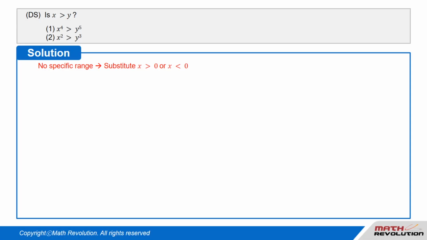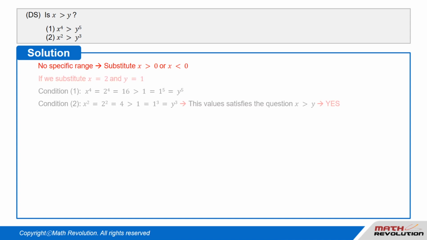Solution. In this question, there is no specific range of x, so substitute x is greater than 0 or x is less than 0. If we substitute x equals 2 and y equals 1, we get x to the power of 4 equals 2 to the power of 4 equals 16 is greater than 1, which equals 1 to the 5th power equals y to the 5th power for condition 1, and x squared equals 2 squared equals 4 is greater than 1 equals 1 cubed equals y cubed for condition 2. These values satisfy the question x is greater than y, yes.